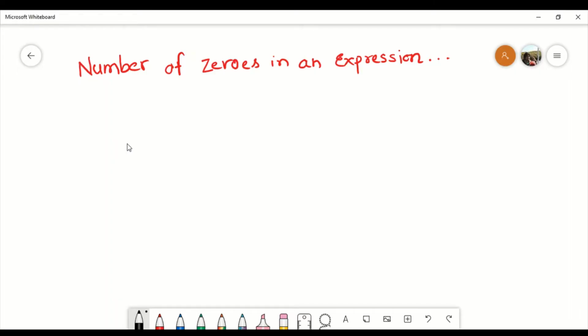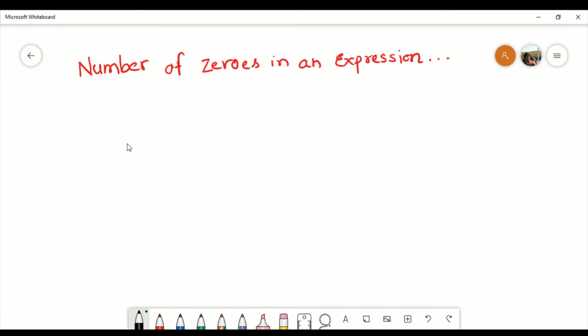So in this video we are going to discuss how to find the number of zeros in a particular expression. The question can be in a form where you are given a complex expression and you have to find how many zeros will be in the value when that expression is solved, right?